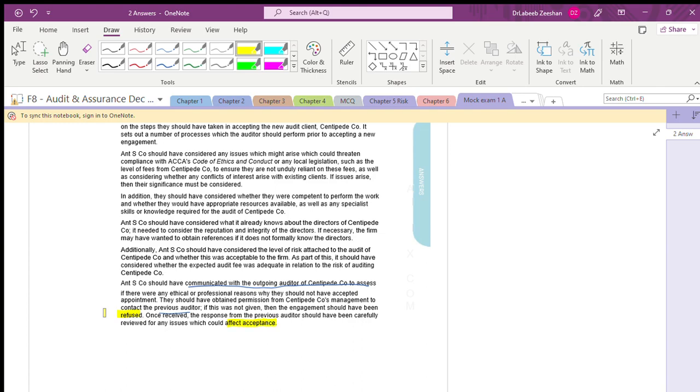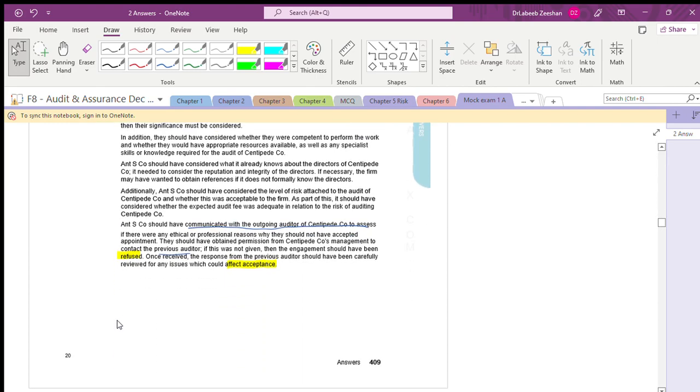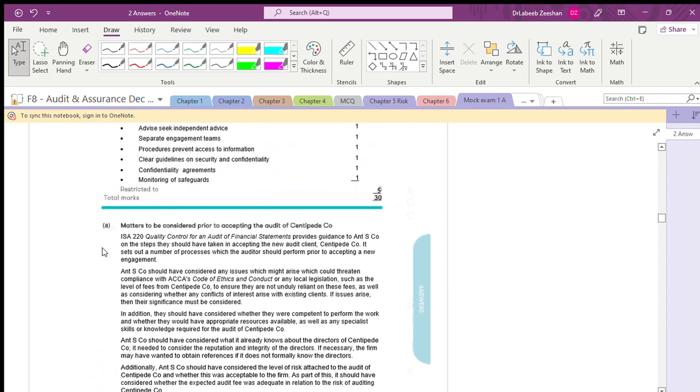Once you get the letter from the previous auditor, you have to review it, then accept. Directly you cannot accept. Okay. Now, coming back to this, what I want to say is that this is one of the points. Is it right? Take this. This is one of the points. Fine. Next. 5 marks. Is it right?